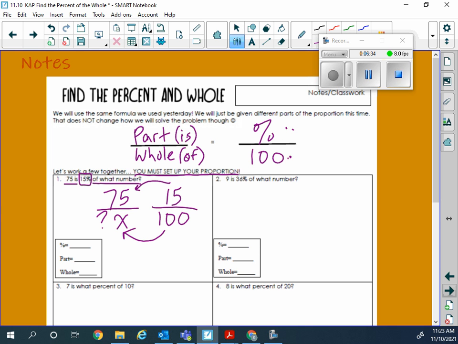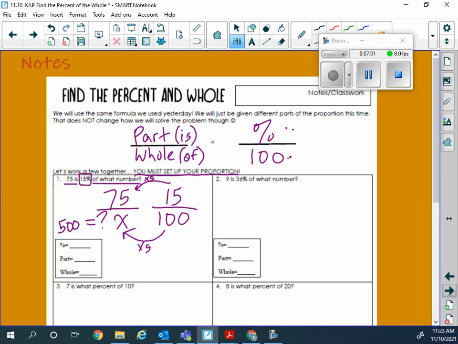Do you know a way to get from 15 to 75? Yes, times 5. That's right. Times 5. What you do to the top, you do to the bottom. So then what's 100 times 5? 500. So let's first write our answer down here. What is the answer?